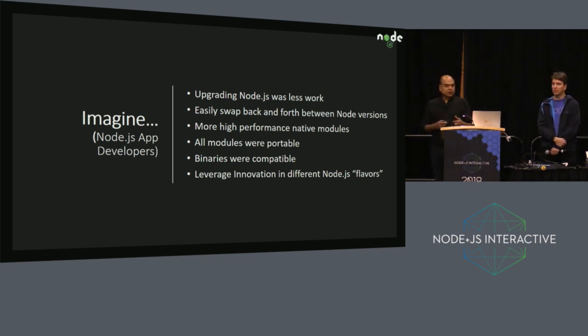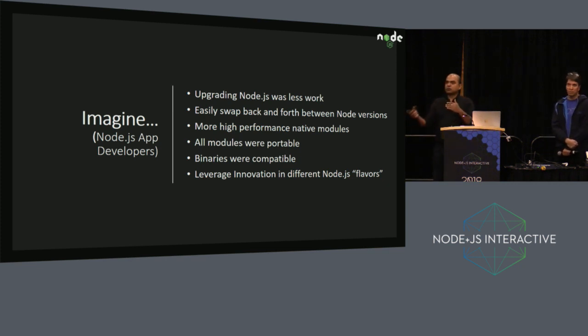Binaries were compatible. And there are several different Node flavors coming up in the market as well. Node Chakra Core is one, SpiderNode is another, and there's another one which works on iOS with the JSCore engine. These different flavors of Node will not work with the existing way native modules work today. So imagine that you're able to take your app, take any Node version or flavor, and just drop it in, and it works.